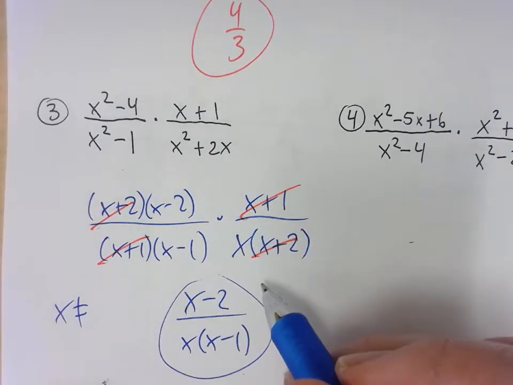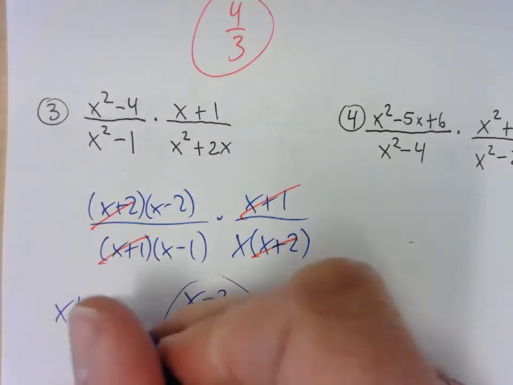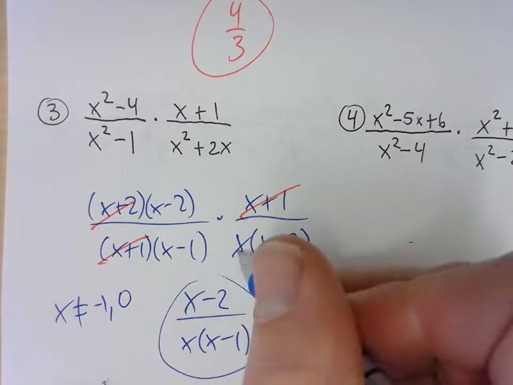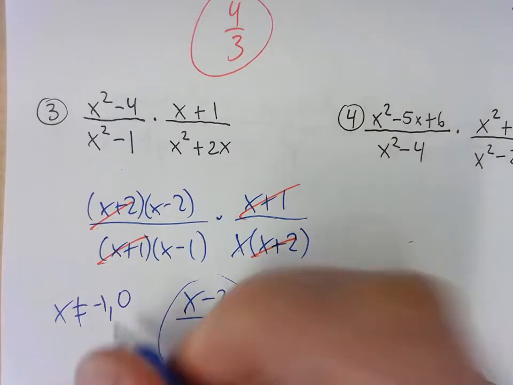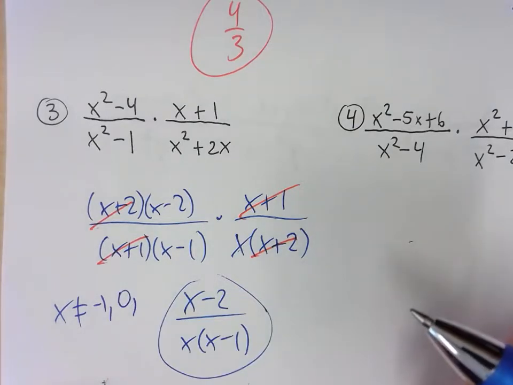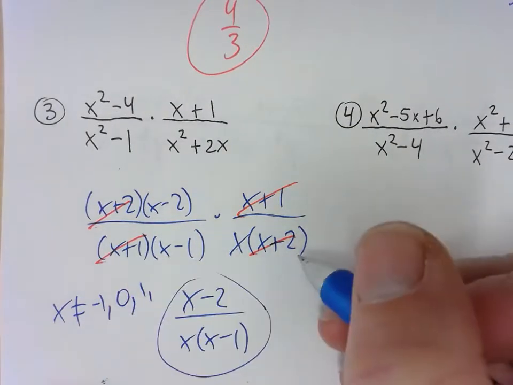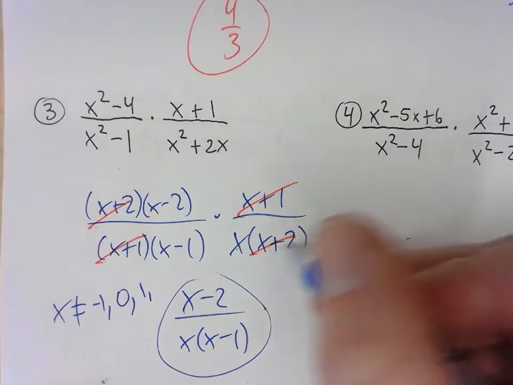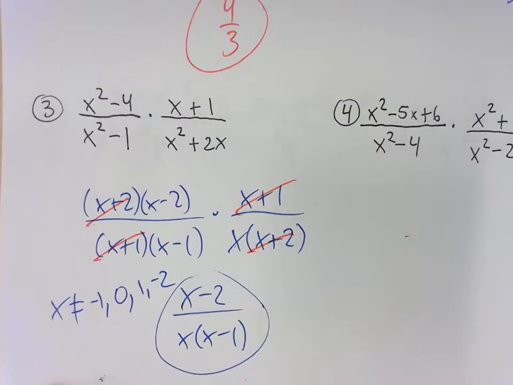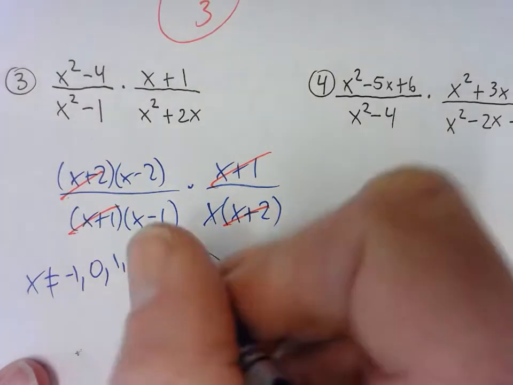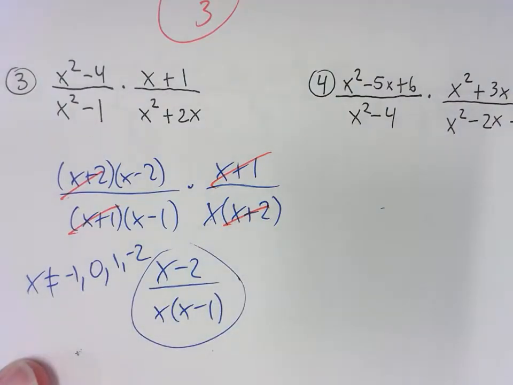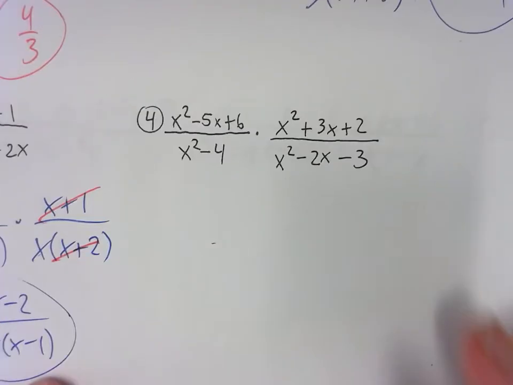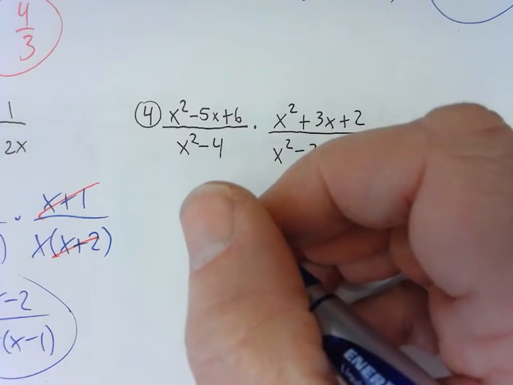Let's put them in numerical order. So negative 1 on this one, 0 on this one because it couldn't be 0. The next one is 1, and then, oh, negative 2. Well, they're kind of in order, except for that needs to go over there. Anyway, I tried. 4, more factoring.